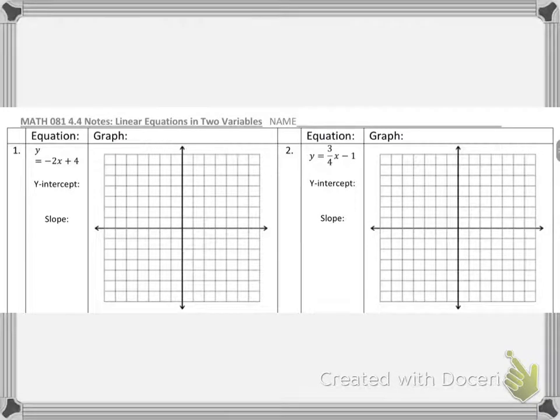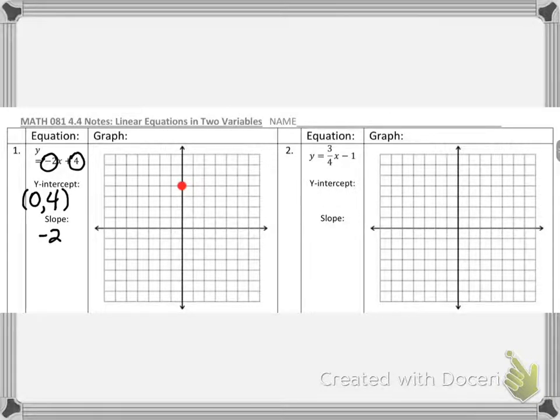Let's do an example. In the first example, we have y is equal to negative 2x plus 4. So remember, the first thing we do is we identify our y-intercept and our slope. The y-intercept is positive 4, and our slope is negative 2. Remember, the y-intercept is actually an ordered pair, so it's actually the point (0, 4). So let's graph our y-intercept. The y-intercept goes right here.